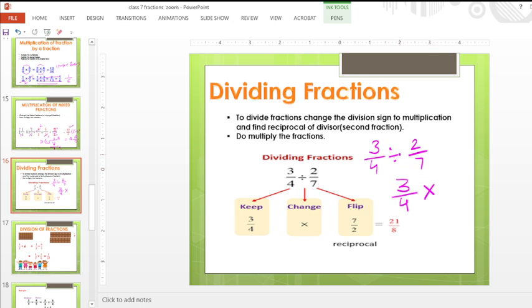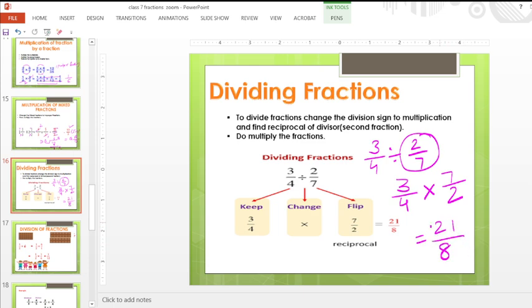Whenever you are converting the division sign into multiplication, then take the reciprocal of the second fraction. Reciprocal means you're flipping it. The denominator will go up and the numerator will come down, so it will be 7 by 2. Then you see it is now a multiplication problem. Division problem is changed to multiplication, and now you see if anything is cutting. Nothing is cutting. So 3 into 7, 21, 4 into 2, 8.